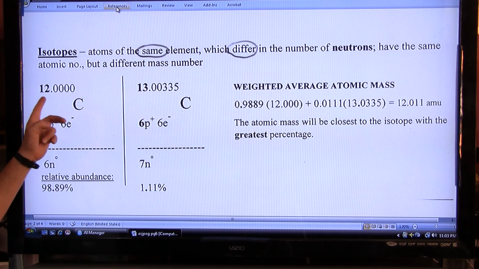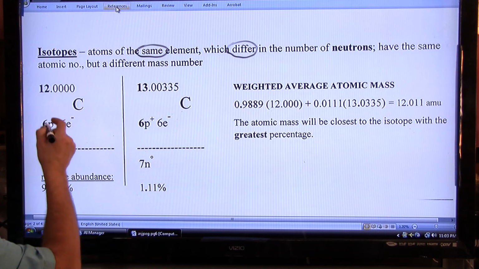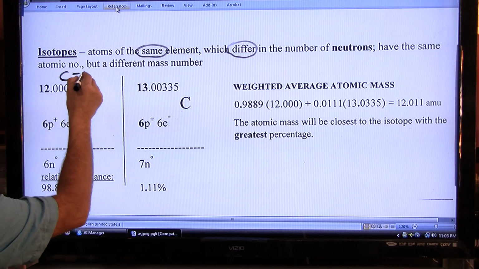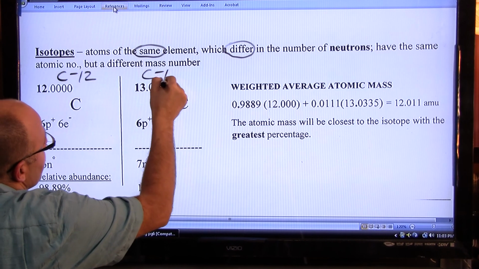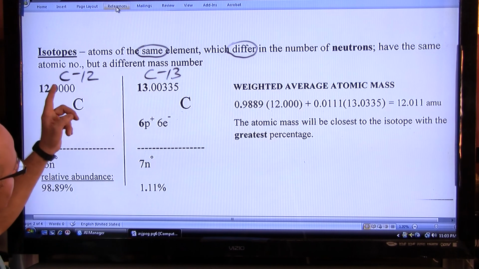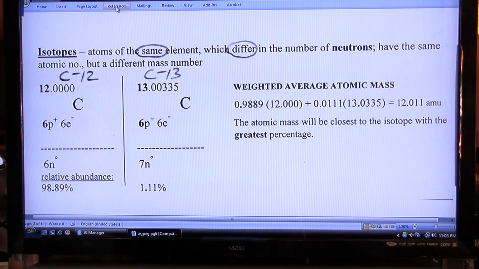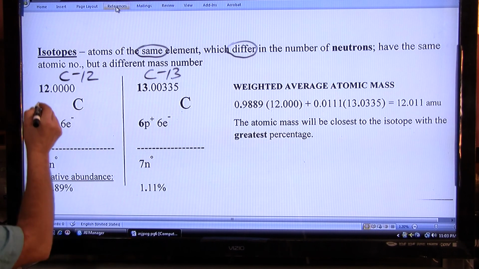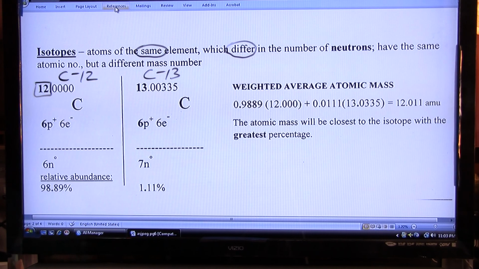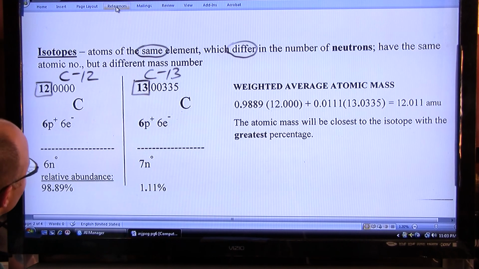So here's carbon-12, the most common isotope of carbon, and carbon-13, 13.00335. The abbreviation would be C-12 and C-13. That doesn't mean C with a negative charge of 12. It's just a shorthand abbreviation of rounding off this isotopic mass to 12, rounding off this isotopic mass to 13.